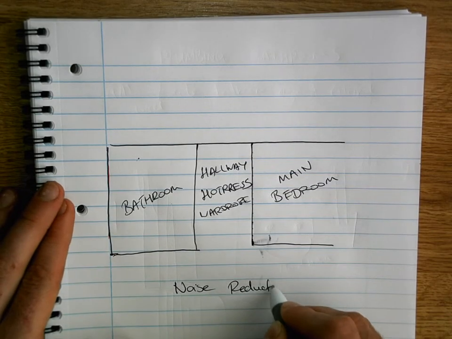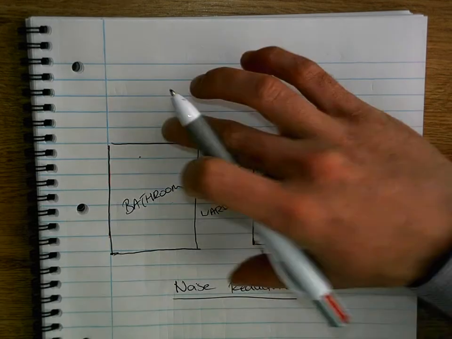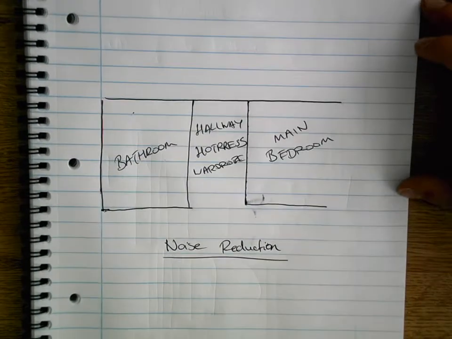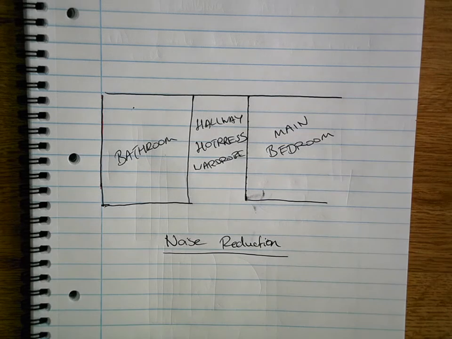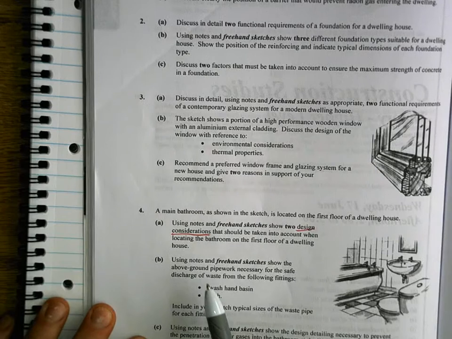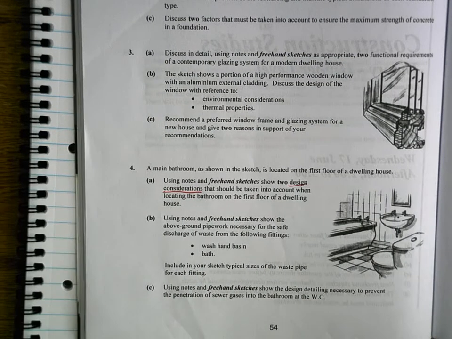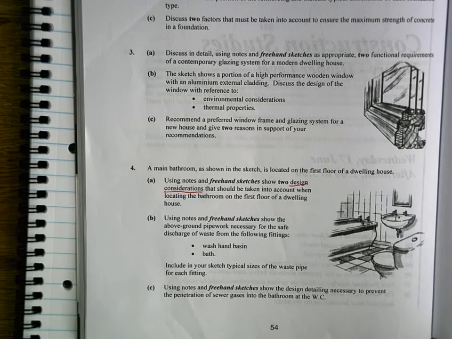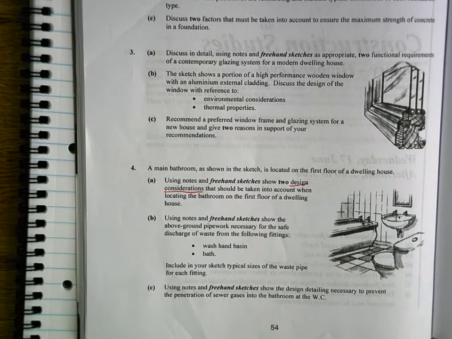So obviously when you're writing this out as a full answer in the leaving cert, you expand out all these points, you make your sketches a little bit more detailed, you label them up, etc. But they're the basic points. Now, part B of the question from 2009. Using notes and sketches, show the above ground pipework, so that's the pipework that's actually in the house, necessary for safe discharge of waste from the following fittings.